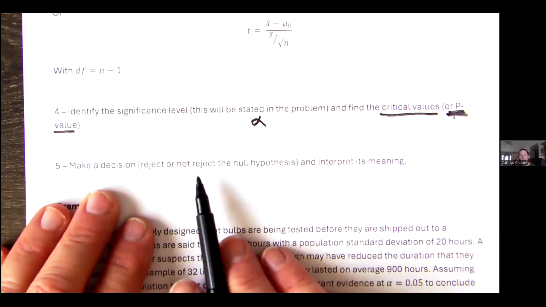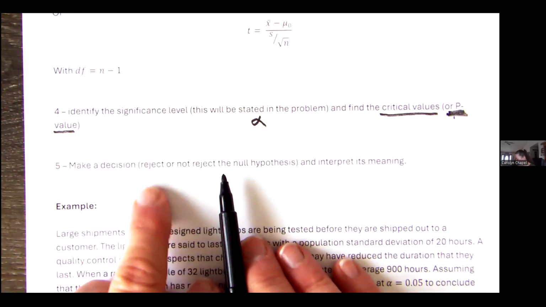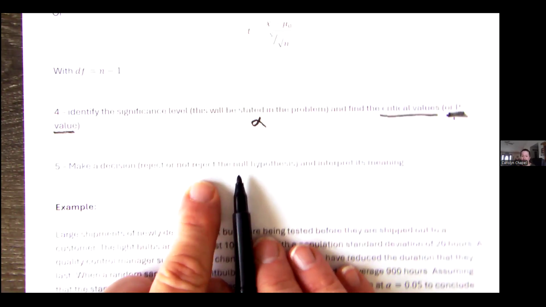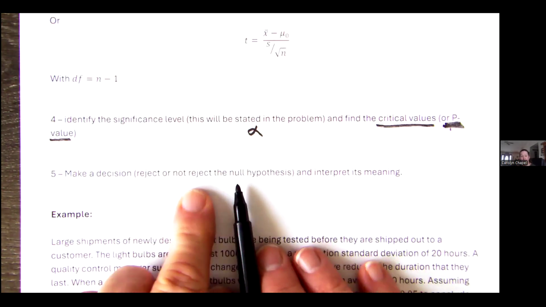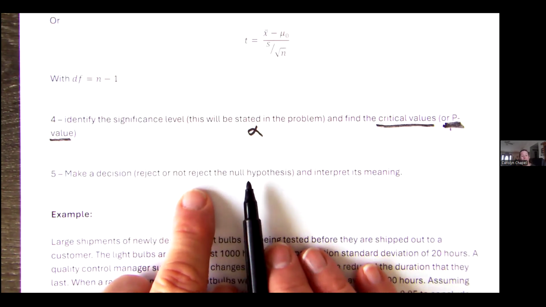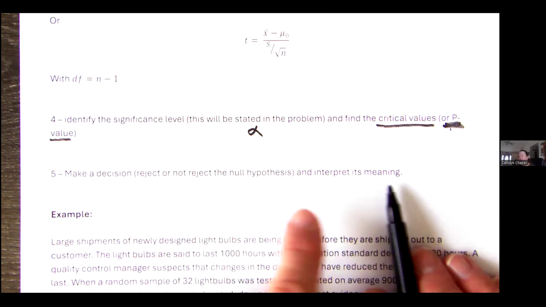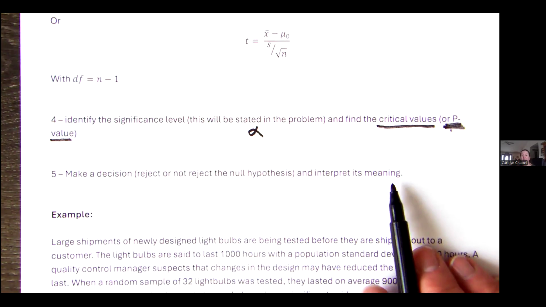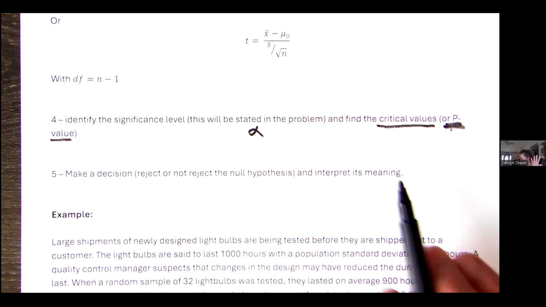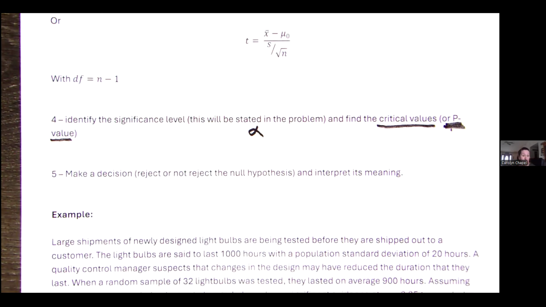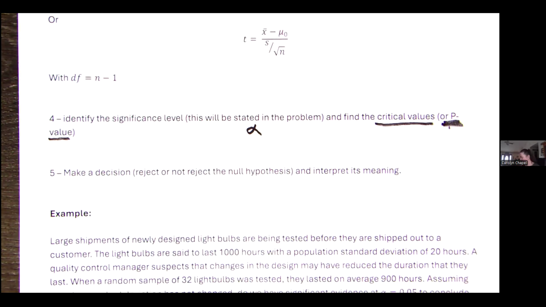Step 5 is to make our decision to reject the null or to not reject the null. And I will set up the guidelines to how to determine that. And then once you've made that decision, you're going to write a conclusion that makes sense for the problem, because this would be something that you might publish to the general public. So let's do an example.